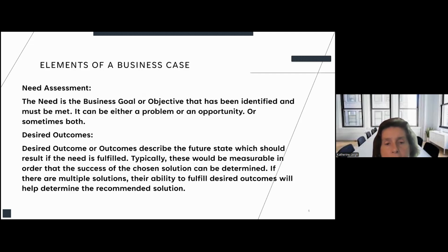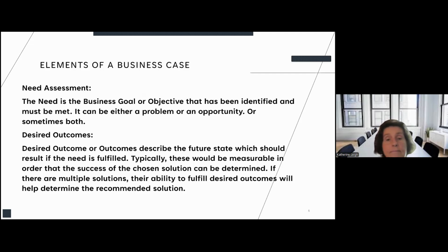The desired outcomes are the next element. The desired outcome or outcomes typically describe the future state that should result if this need is fulfilled. You want to make sure these are measurable so that the success of the chosen solution can be determined. If there are multiple solutions, their ability to fulfill desired outcomes will help determine the recommended solution. If you have to make a choice, you can base that on how well each one will fulfill desired outcomes.